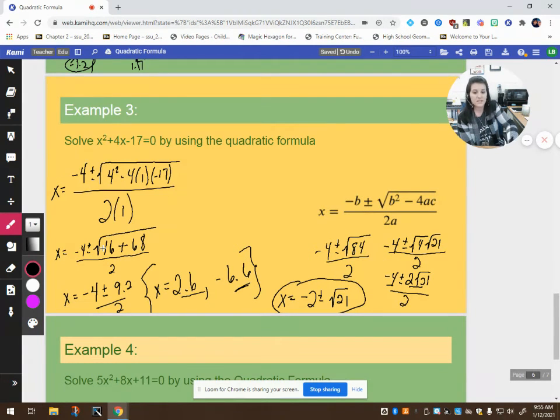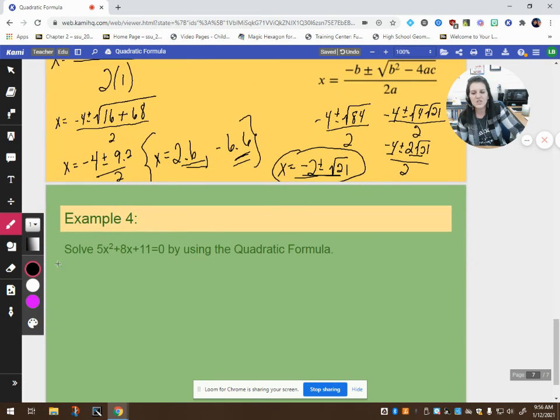Or if we don't want an exact answer, we want it rounded to the nearest tenth, these are my answers. Either way you go, it depends on what the wording of the problem is. This just said to solve it using the quadratic formula. It didn't specify. But if the problem asked for the exact solution, you would have to leave it here because this one we just rounded our answers.